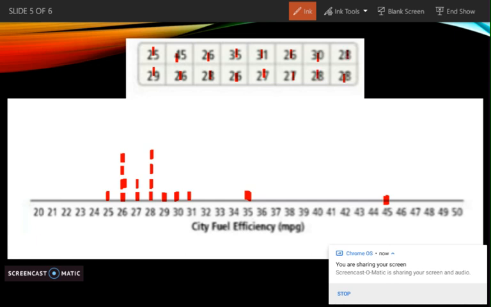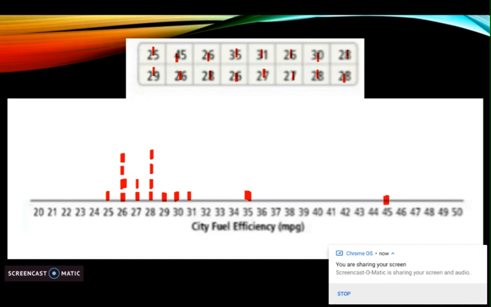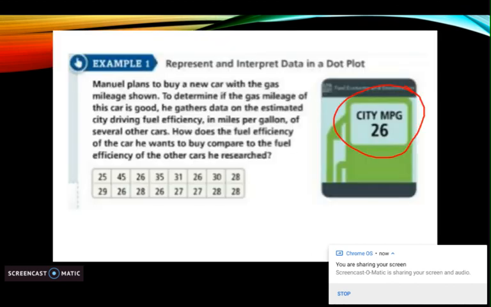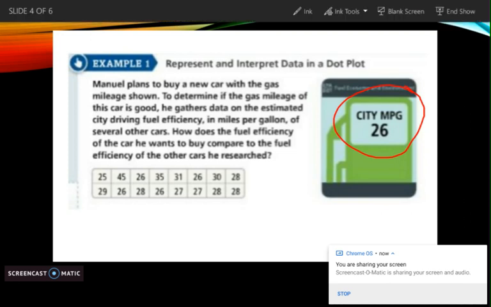Okay. So this is a dot plot. We have our number line listed out with all the values, and you can clearly see how each value in the data set is represented on here. So for us, it's with these little dashes. Now, if you recall from the question, Manuel wanted to determine how the fuel efficiency of the car he wanted to buy compared to the fuel efficiency of the other cars.